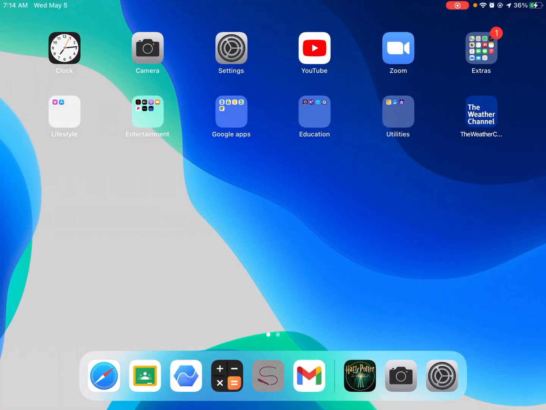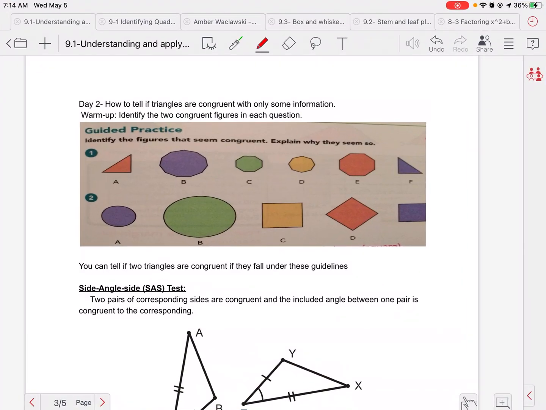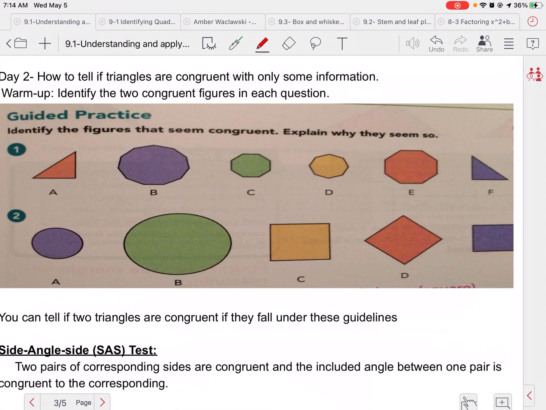Hi guys, welcome back. We are going to continue talking about congruent triangles today. So let's just review things that are congruent. Remember that means they're the same size and the same shape. So take a second and see if in question 1 you can find the congruent figures and in question 2 you can find the congruent figures.